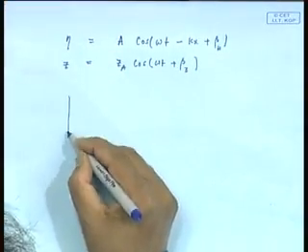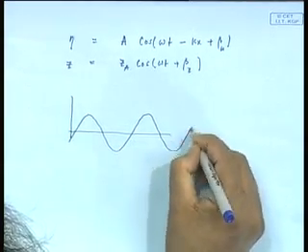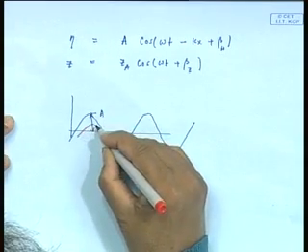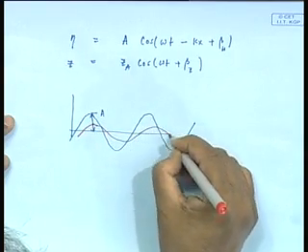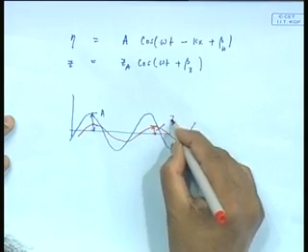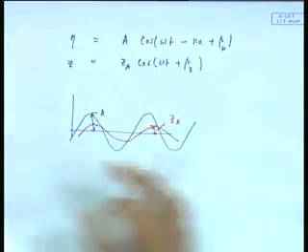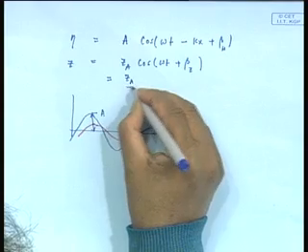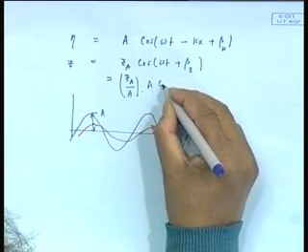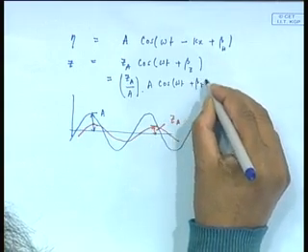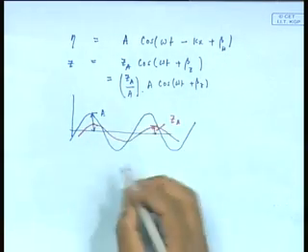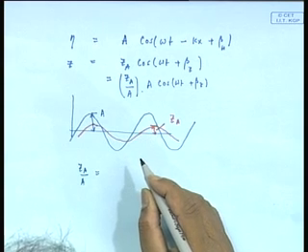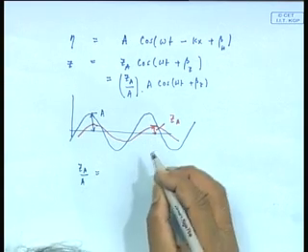In other words, if eta looked something like this with an amplitude A, my heave would have looked something like this with amplitude ZA. We have always said that, and going by this, I can represent it as ZA by A multiplied by A. What is ZA by A? It is the amplitude of heave per unit amplitude of wave.